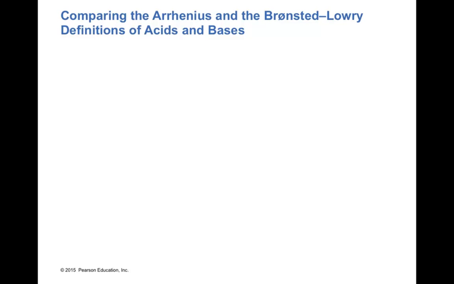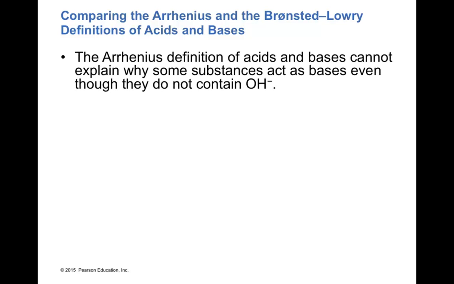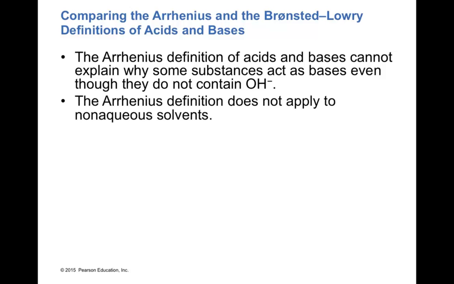Now, there's another definition that we're going to learn. We have the Arrhenius acid and base, but also the Brønsted-Lowry definition of acid-base. The Arrhenius definition of acids and bases cannot explain why some substances act as bases even though they do not contain hydroxide ions. We have some compounds that don't have hydroxide ions, but they are considered bases. The Arrhenius definition also does not apply to non-aqueous solvents.